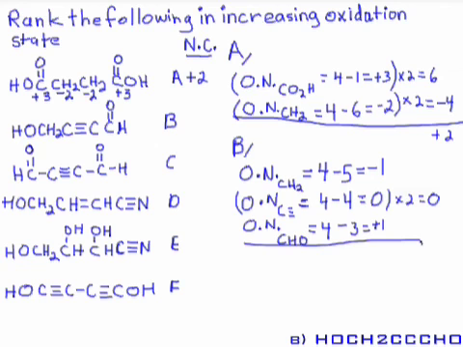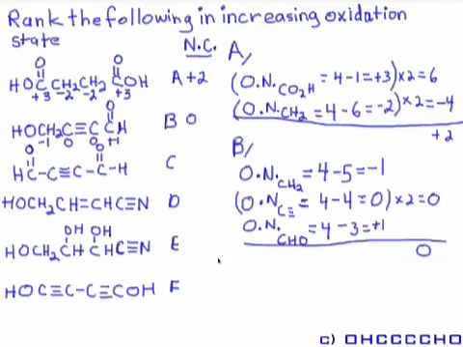If I add this up, my net charge will be minus 1 plus 1, 0. My net charge is 0. So, if we write this down, this carbon is minus 1. We have 0, 0, and we have plus 1 here. So B has a value of 0.